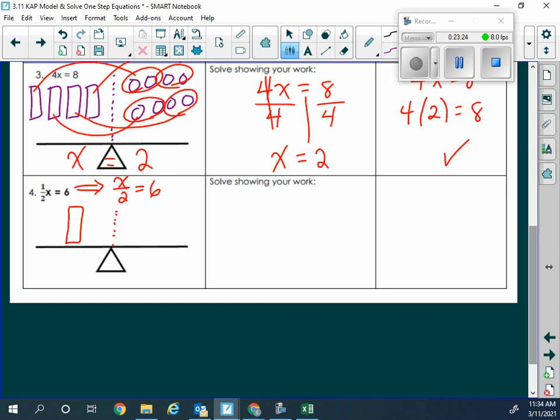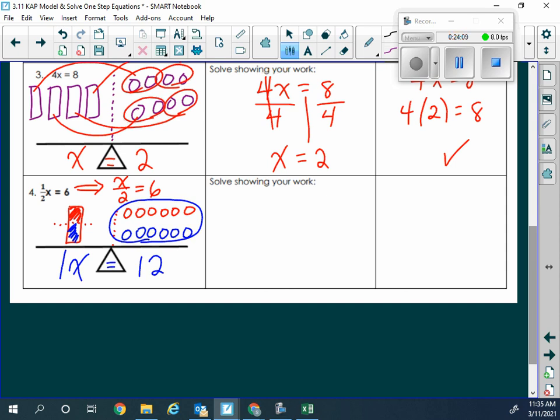Okay, so draw an x, but then I only need half of it. Half of that x is equivalent to 6. Well, if the top half is equal to 6, what's the bottom half? Yeah, this bottom half would also be 6. So now do I have 1 whole x? And what's it equal to? Right, it's equal to all of these, which is 12.